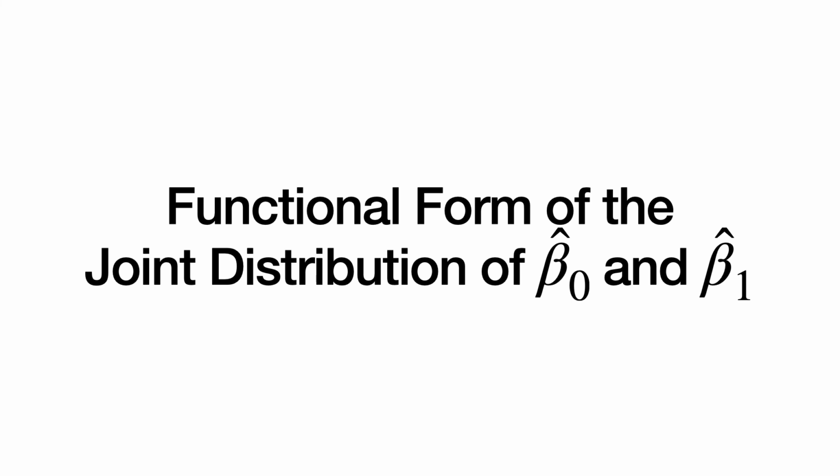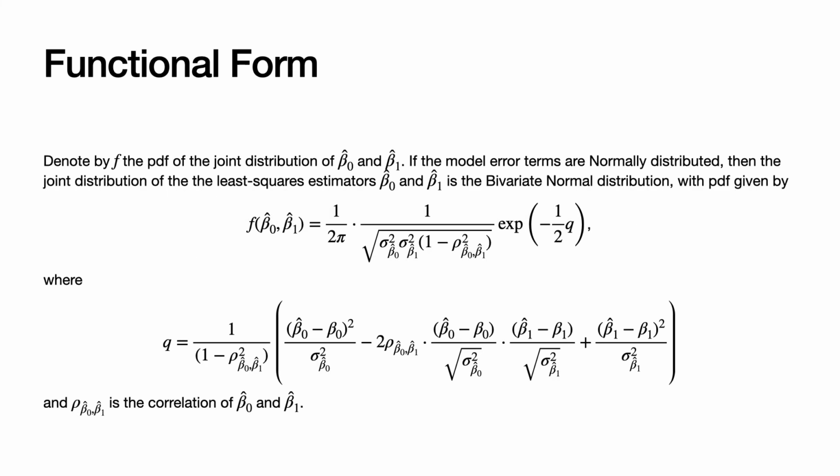Finally, we can find the functional form of the joint distribution of beta 0 hat and beta 1 hat. Denote by f the PDF of the joint distribution of beta 0 hat and beta 1 hat. If the model error terms are normally distributed, then the joint distribution of the least squares estimators beta 0 hat and beta 1 hat is the bivariate normal distribution, with PDF given as shown here.